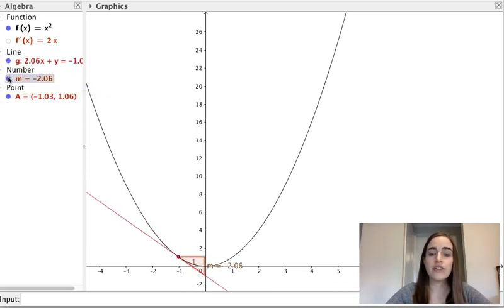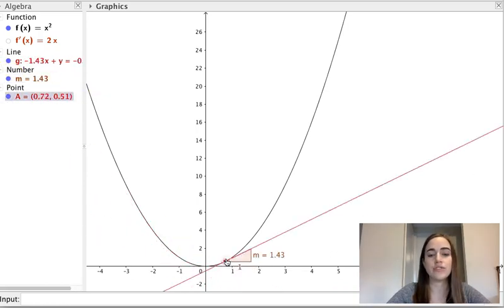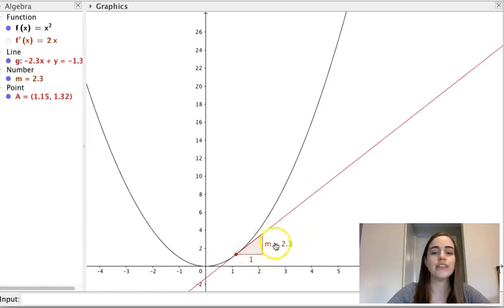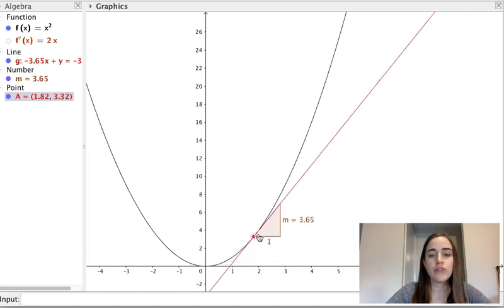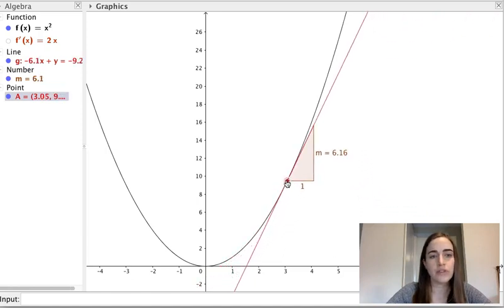So if I figure out the gradient of that line I've just drawn in there, it's drawn a right angle triangle, and this is the gradient of the line at this point. So if I move it up to, I think our first point was 3 that we subbed in, I'll get that as close to 3 as I can.